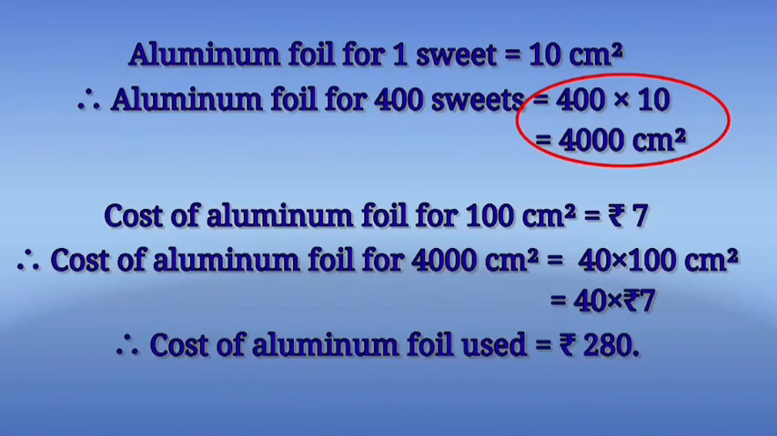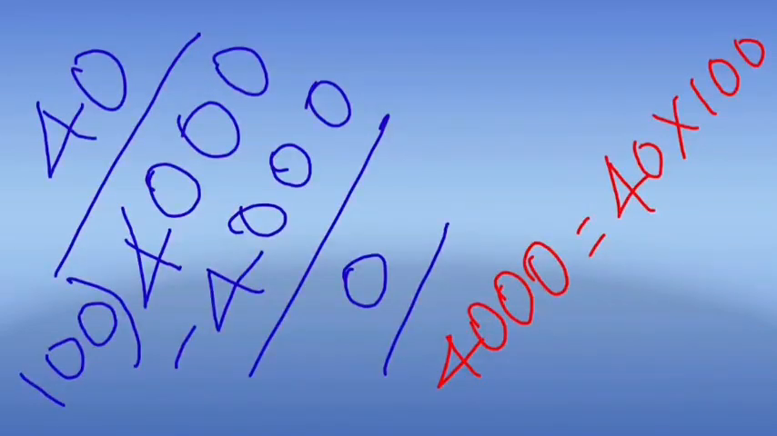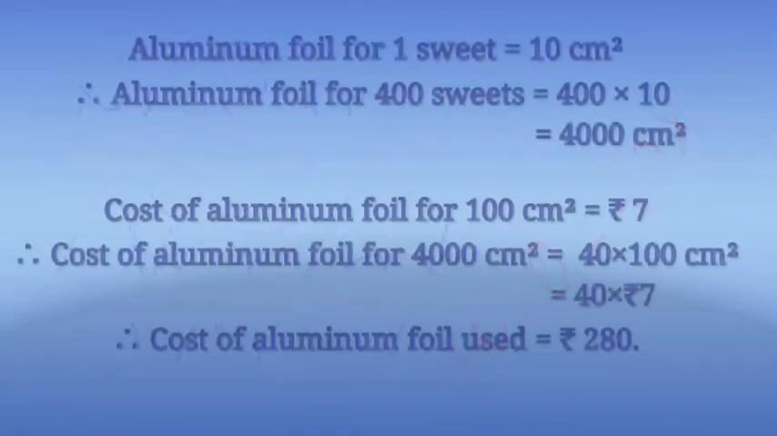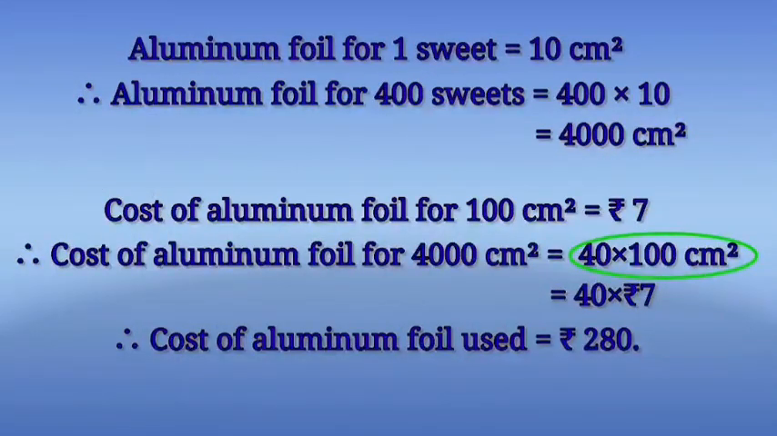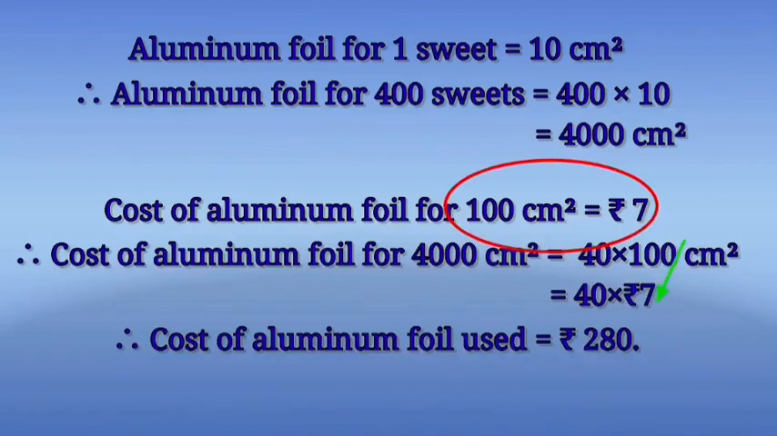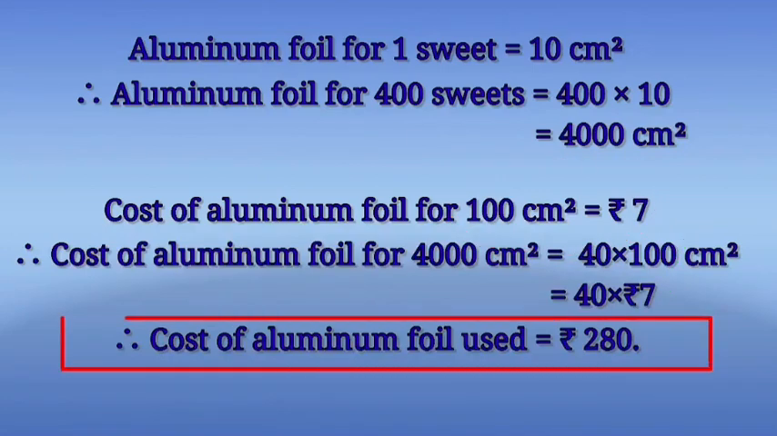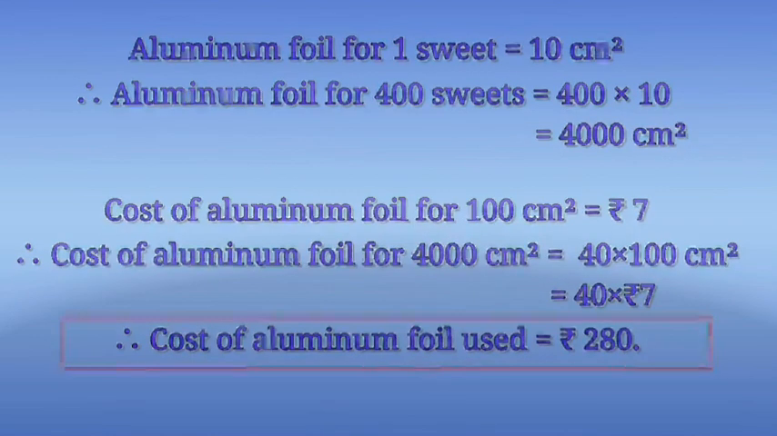For finding the cost of all such suites at the rate of rupees 7 per 100 square centimeter, we have to divide 4000 by 100, which gives 40. Then multiply 40 with rupees 7, since the cost of 100 square centimeter is equal to rupees 7. So the cost of aluminium foil used is equal to rupees 280.